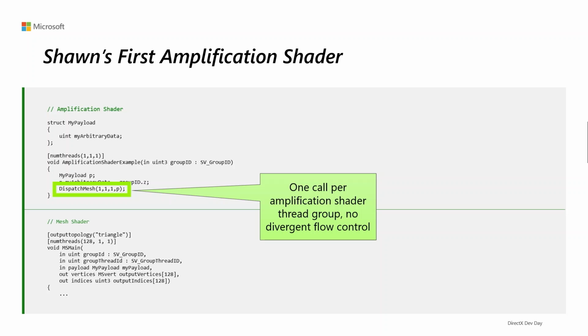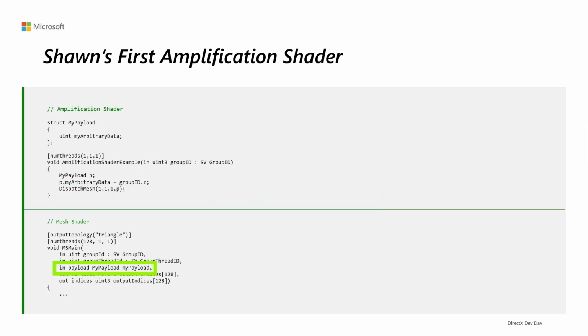This is a cooperative call across the whole thread group. So you can't do this under divergent flow control. You don't get to have each thread of the amplification shader launch a different payload. There's only one payload struct, and all of the amplification shader threads are working together to decide what that should be. And then when the Mesh Shader starts up, it takes in that payload struct as data, and it can proceed to work just as before.